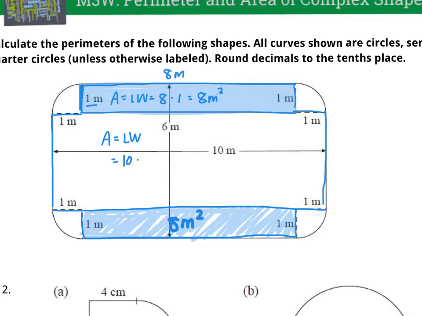The width, though, I know that the entire distance across the shape is 6. I'm taking away a little 1 meter piece on one side and a little 1 meter piece on the other side. So that means that the width of this rectangle is 4. So I'm going to multiply 10 times 4, which is 40 square meters. And that gives me the area of that big rectangle in the middle.